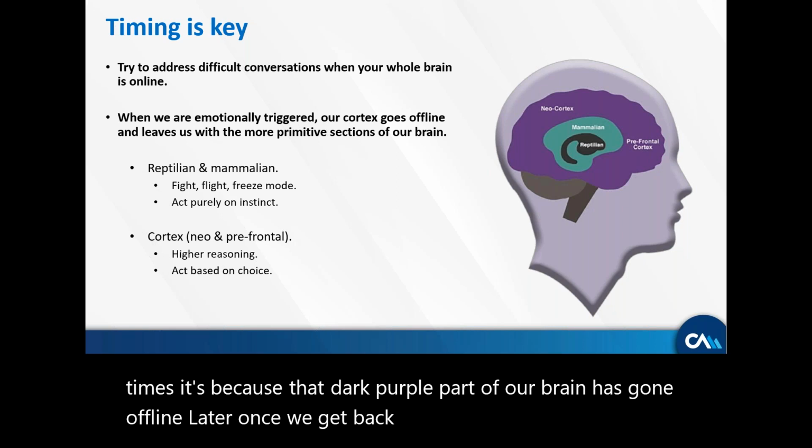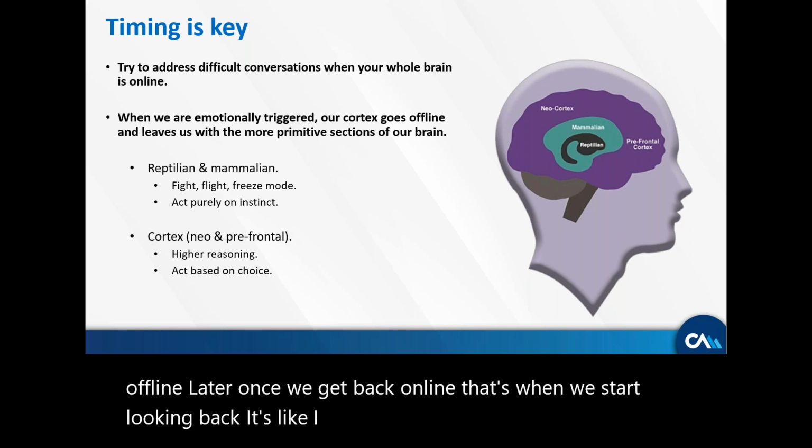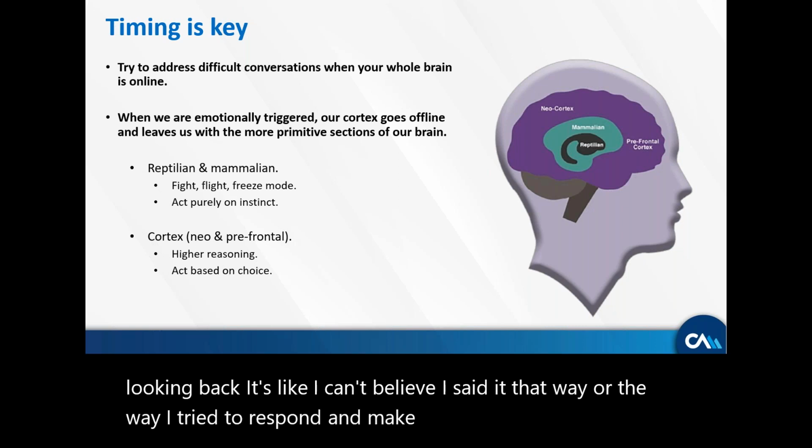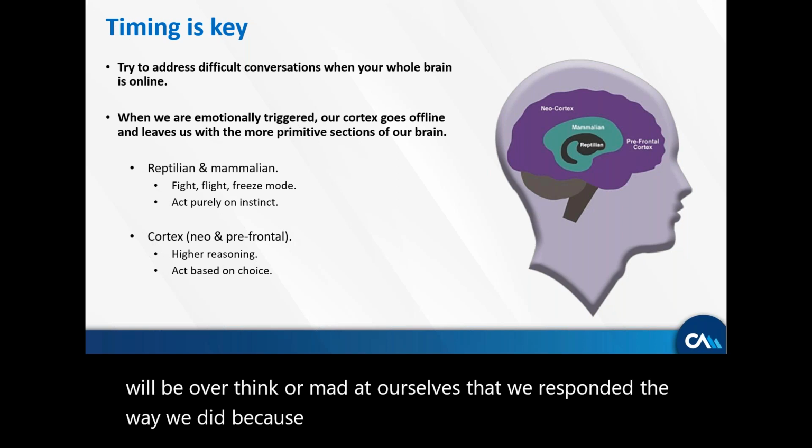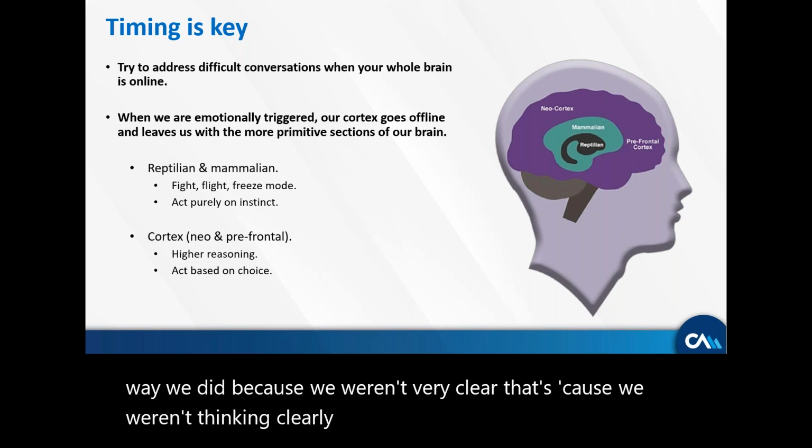Later, once we get back online, that's when we start looking back and think, I can't believe I said it that way, or the way I tried to respond didn't make sense. That will come up too, where we overthink or are mad at ourselves that we responded the way we did because we weren't very clear. That's because we weren't thinking clearly.